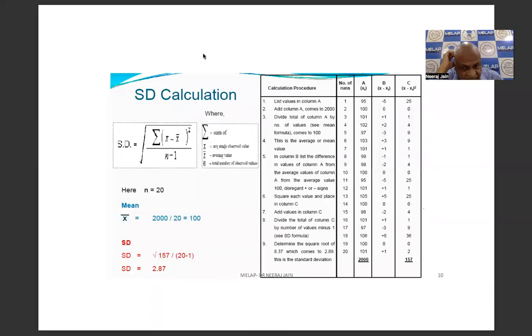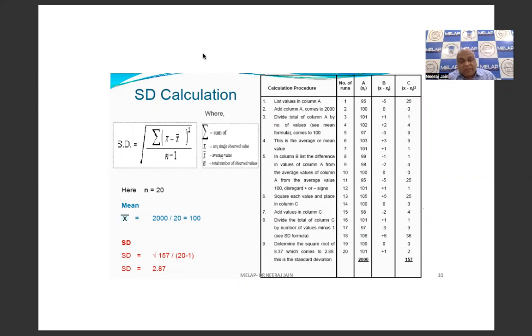Right, sir. Sir, I actually have one doubt regarding the previous slide. In the formula for SD, we have taken n minus 1 in the denominator. But while calculating the mean, we have divided by 20 only, where n is equal to 20. No. In the mean, we are dividing by 20 only. When we are computing x bar, it is n. For SD, it is n minus 1.